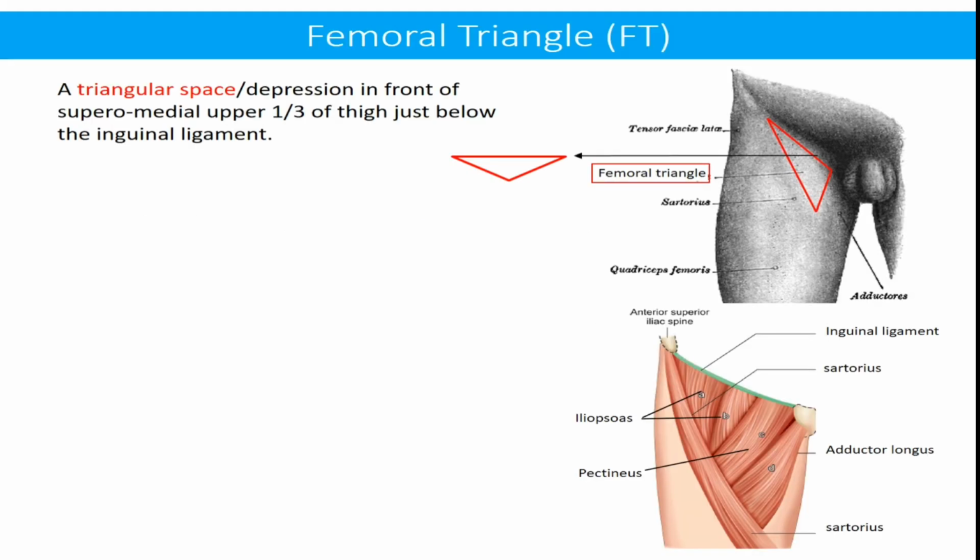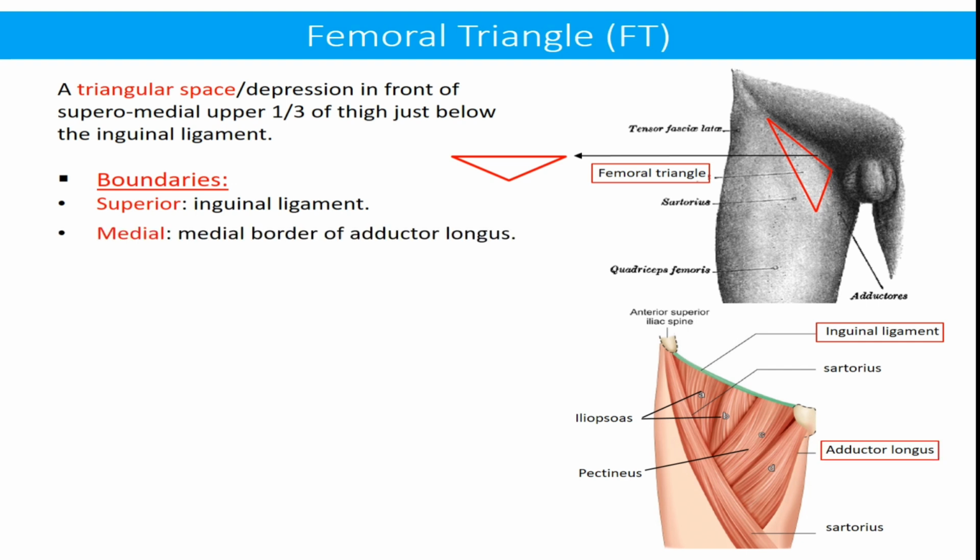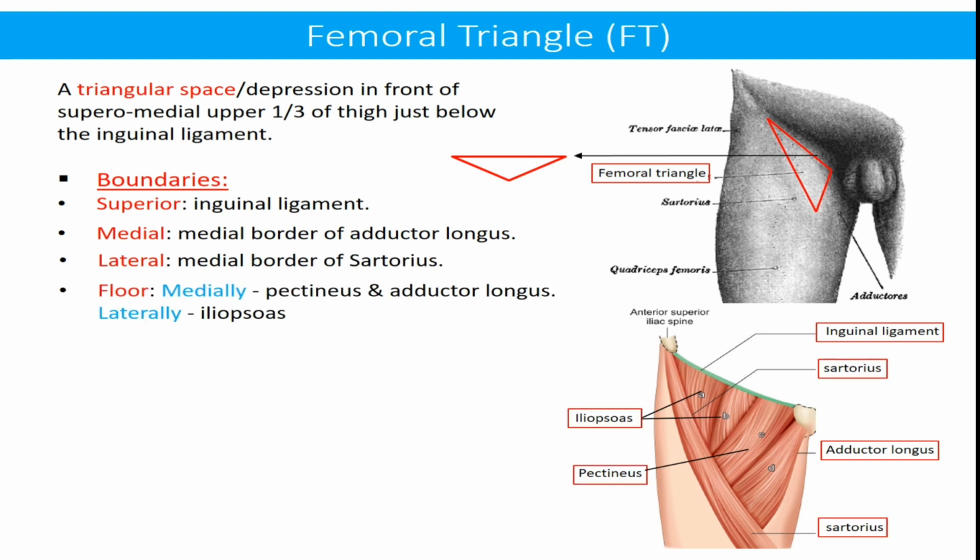Femoral triangle is a triangular space or depression in front of the supromedial upper one-third of the thigh just below the inguinal ligament. It is bounded superiorly by inguinal ligament, medially by medial border of adductor longus, laterally by medial border of sartorius, and its floor is formed medially by pectineus and adductor longus and laterally by iliopsoas. Its roof is formed by fascia lata, except at saphenous opening where it is covered by cribriform fascia.